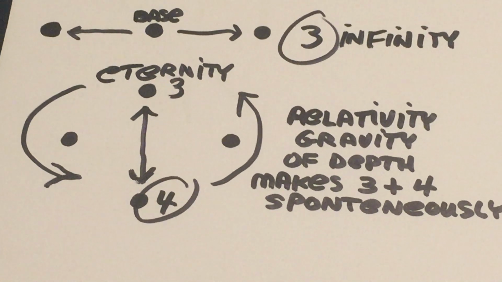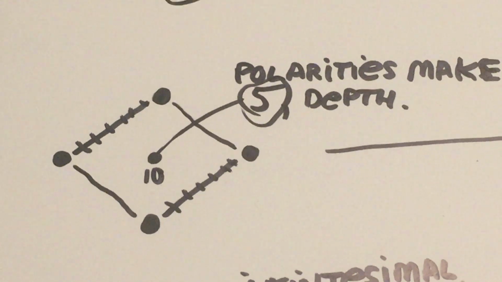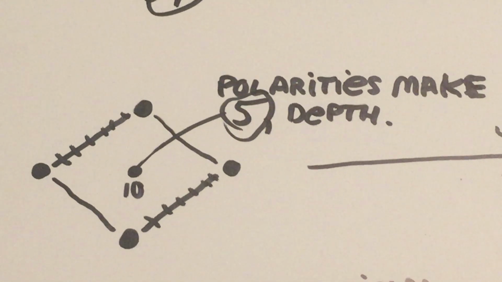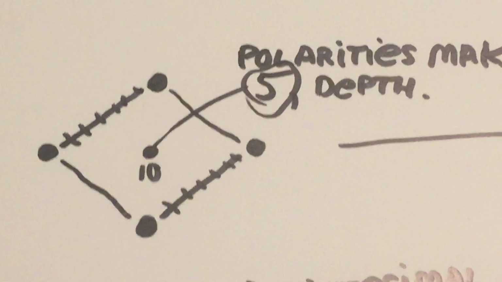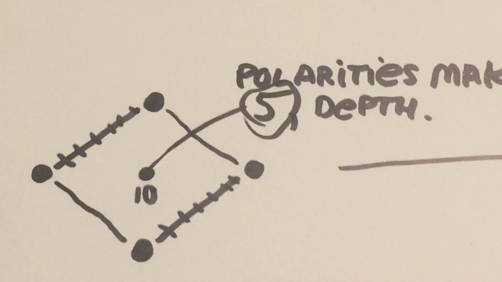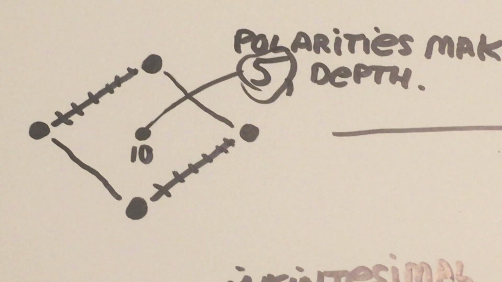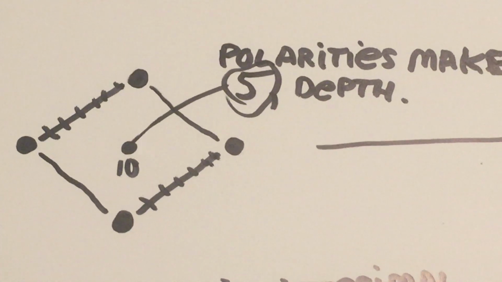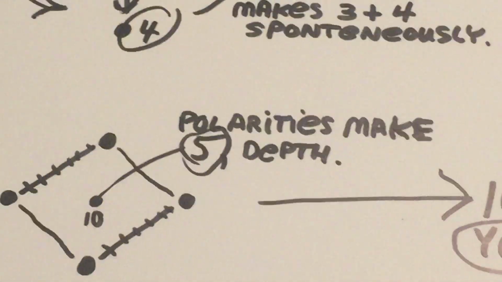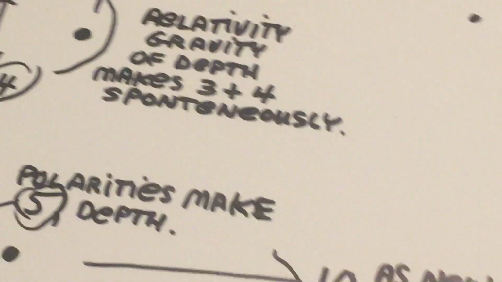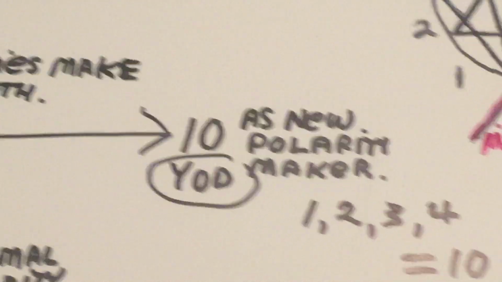So we have to understand that, as in 5 here, we see that there are two polarities made, and these two polarities stretch space and create what can be called the number 5, or it can be called 10, 1 plus 0, which is the creation of a new polarity. This 10 can again be called Yod, as a new polarity maker.